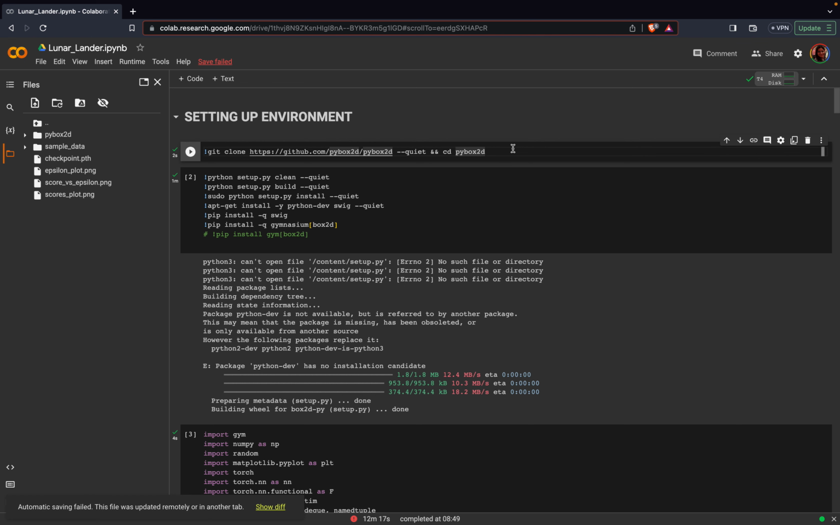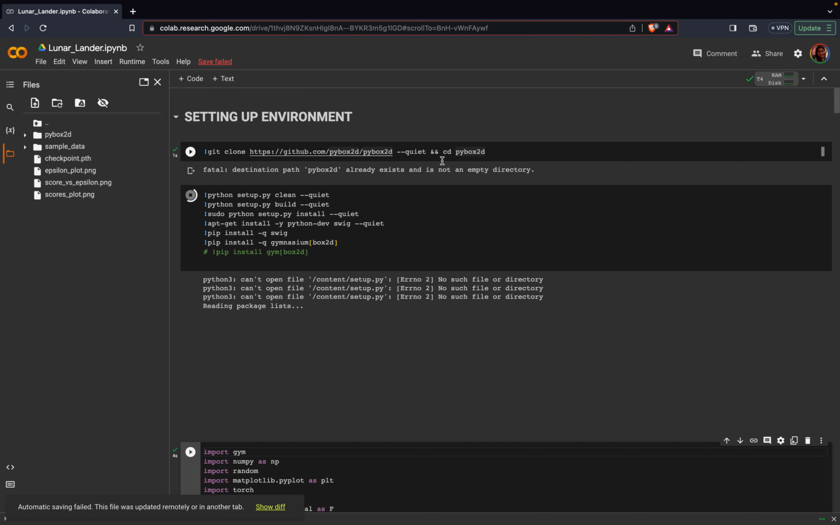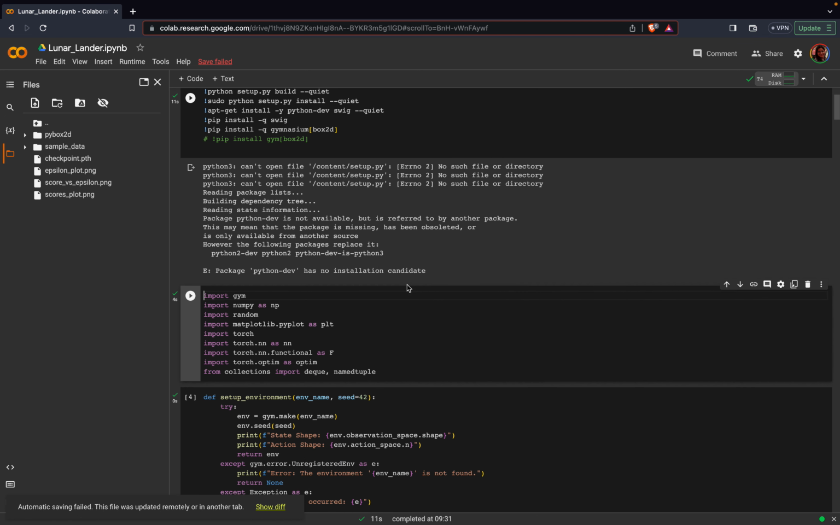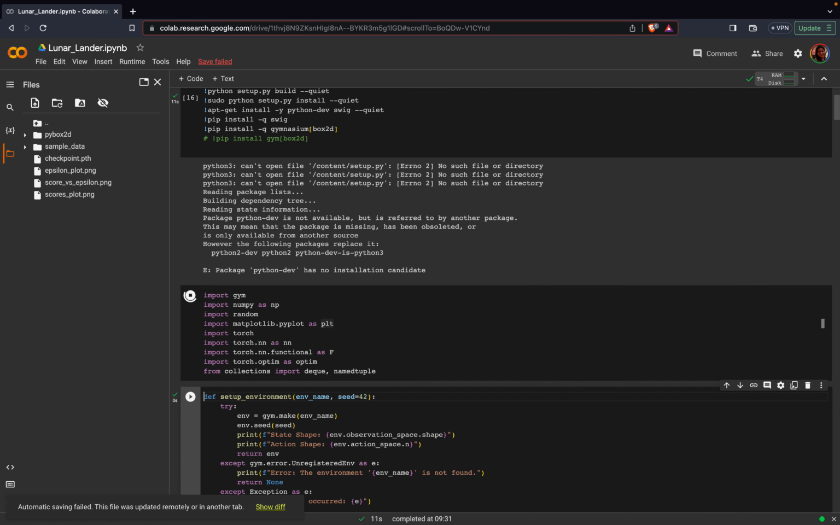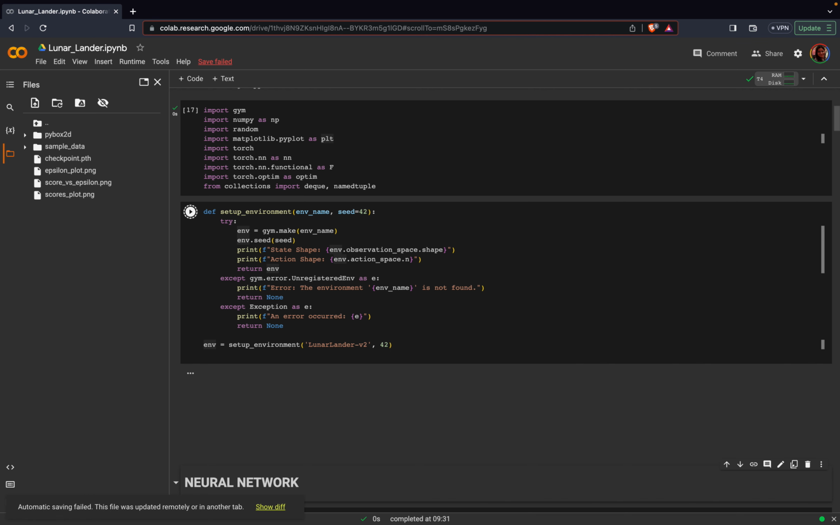Let me go ahead and clone this repository. It helps to work with the environment pretty well. This whole setting up of the environment actually takes some time, and it might be a little tricky, but don't worry about it. It will be done in no time, right? So let me just go ahead.